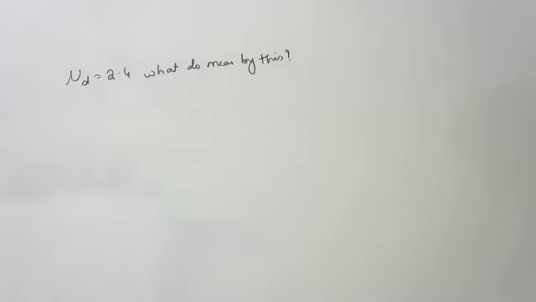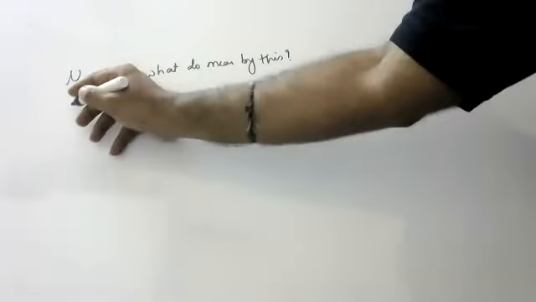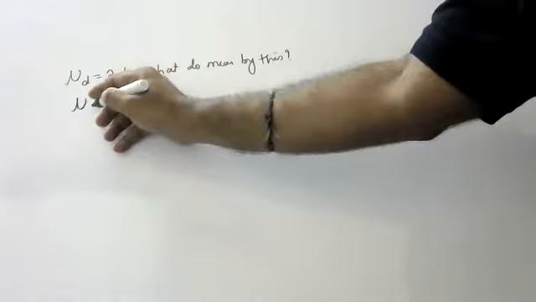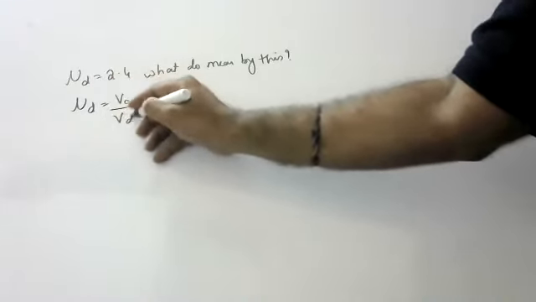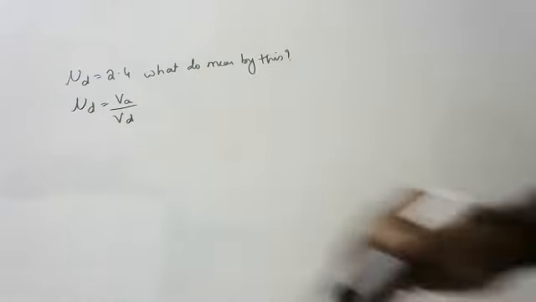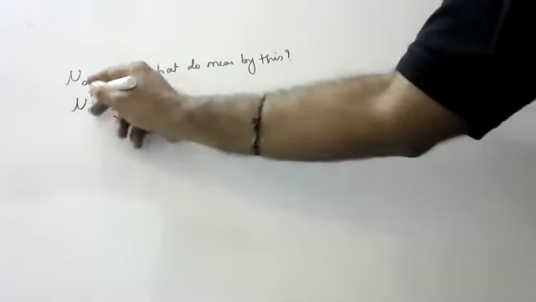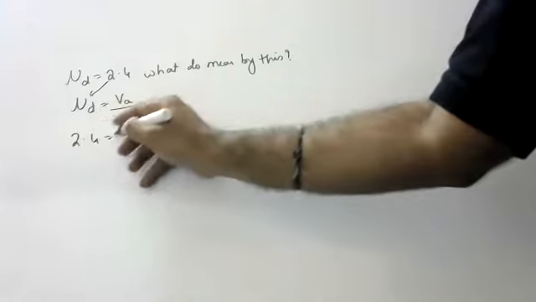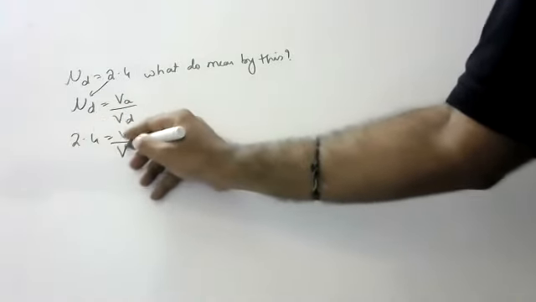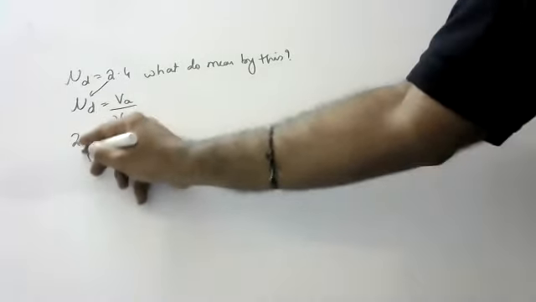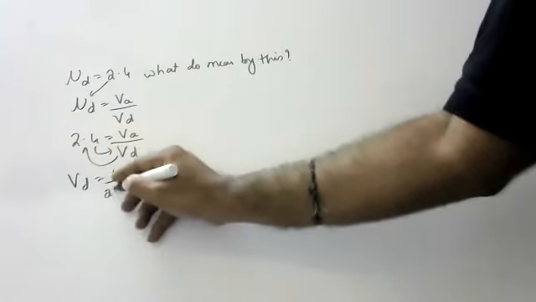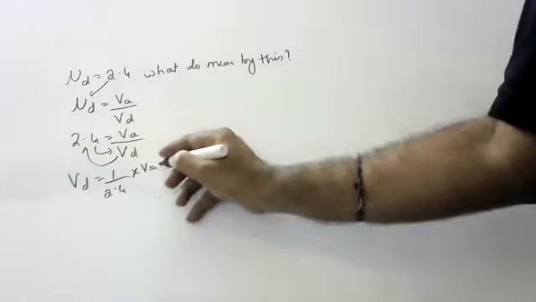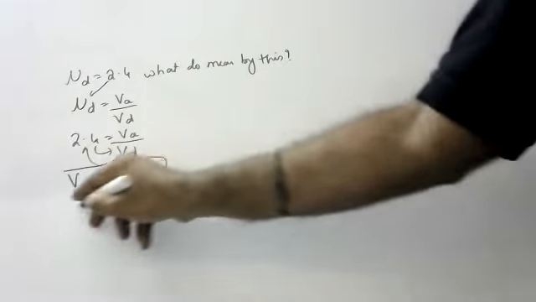What is the meaning of the statement? Means slowly, you see, children. Refractive index of diamond means velocity of light in air by velocity of light in diamond. This is 2.4. So 2.4 is equal to velocity of light in air by velocity of light in diamond. This you bring down. Velocity of light in diamond is 1 by 2.4 times the velocity of light in air. This is the meaning.